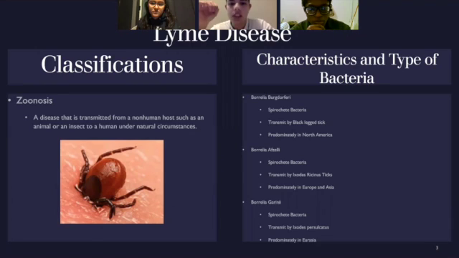Now, the second one is Borrelia afzelii. It also has the spirochete shape, and it's transmitted by Ixodes ricinus ticks. This one predominates mostly in Europe and Asia. The third and last one is Borrelia garinii. It also has the spirochete shape, and this one is transmitted by Ixodes persulcatus. This one predominates mostly in Eurasia, and these are the 3 most common types of bacteria that transmit this disease.